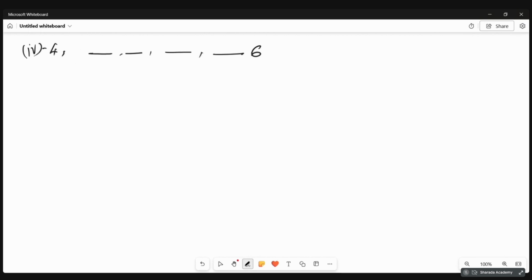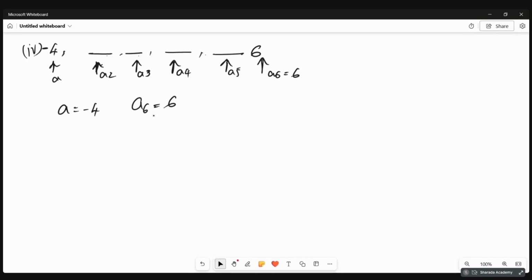This is minus 4. 1, 2, 3, 4 blanks and 6. So this is A. You have to find A2, A3, A4, A5. A6 is 6. So A is equal to minus 4. A6 is equal to 6. So find the other things. Netra got the fourth one. Tamin, do this and tell me how much you will get. A2 and A3. Okay, ma'am.